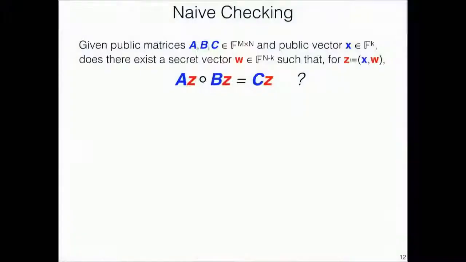So this is the problem that we want to check. I give you 3 matrices and a public vector X, and I want to ask whether I can extend this public vector with some secret extension Z so that A times Z times B times Z equals C times Z. This is like checking that the first coordinate of the first vector times the first coordinate of the second vector equals the first coordinate of the third vector, and so on for all coordinates. This looks funny, but actually it looks like a circuit. If you think about it, you can easily program circuits inside it.